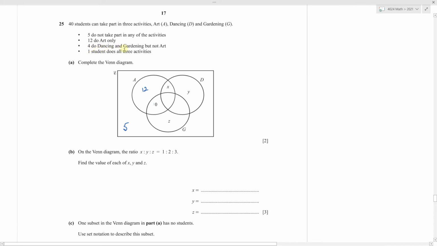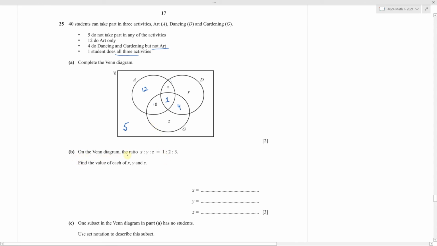4 do dancing and gardening but not art. So dancing and gardening is this intersection, but this part also includes art, the circle A. So 4 will be here because they do dancing and gardening but not art. So they will be outside of this circle A but within the intersection of this D and G. One student does all three activities. So the intersection of all three circles is this part here. So one student does all three activities. So this will be here. So that's how you will complete this Venn diagram.